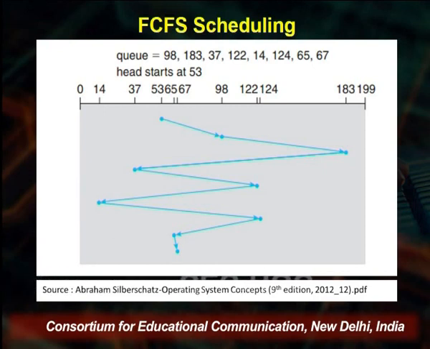The head goes to 98, and you can witness this in the figure with the help of the arrow going from 53 to 98. Then after 98, cylinder number 183 is requested. The head goes to 183, after that comes back to 37, then again goes to 122, then comes back to 14, then to 124, then to 65 and then to 67.